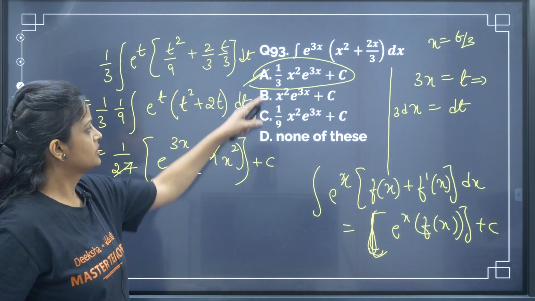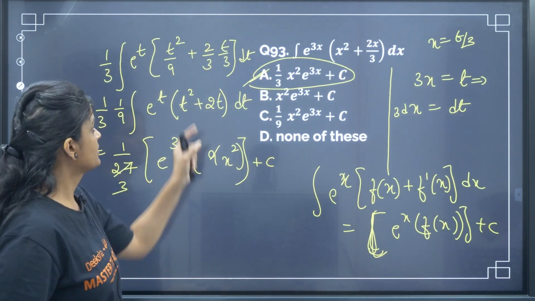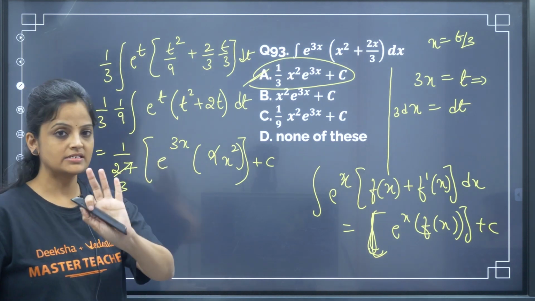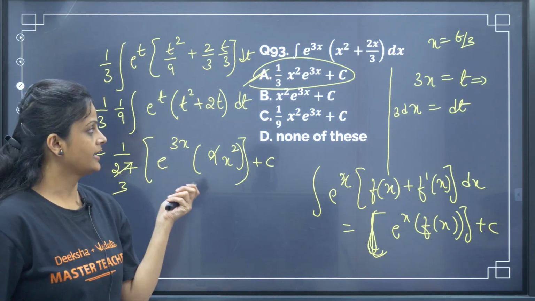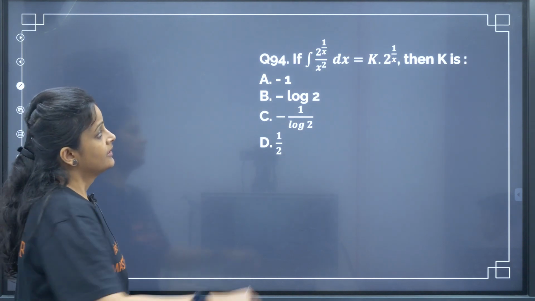Constant only is the difference between option A and C. Be very careful, because 9 also we are getting inside the bracket. I hope everyone has done the same thing and got the right answer for that. This is a really tricky question.